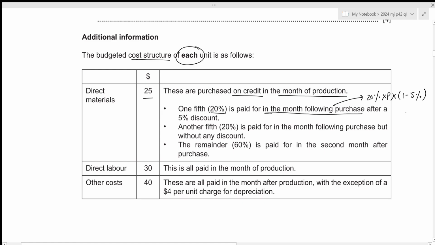Since 5% will be the discount value, only the remaining 95% will have to be paid in the month following purchase. Then another 1/5, which is again 20%, is paid for in the month following purchase but without any discount. So again, this is also in the month following purchase, but we will be paying only 20% of the purchase value, and there will be no discount in this case. Then the remainder, which is 60%, will be paid for in the second month after purchase.